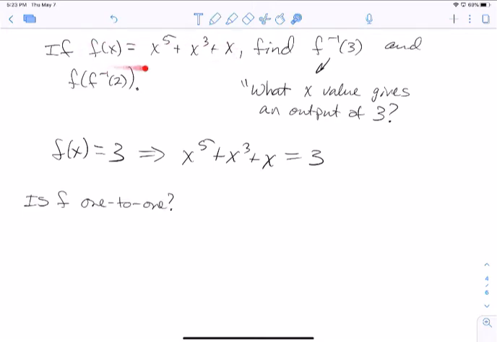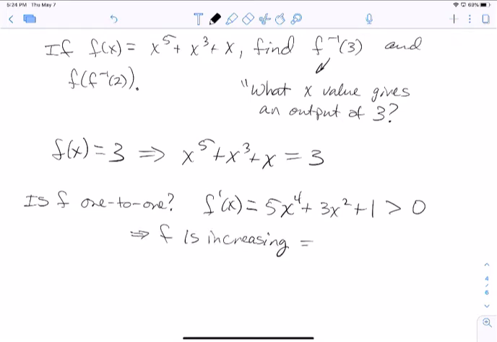We could try graphing it to see if it passes the horizontal line test, but I like to use calculus for stuff like this. This is calculus after all. Taking a derivative gives us that f prime of x is 5x to the fourth plus 3x squared plus 1. Now here we have a term 5x to the fourth, never negative, 3x squared, never negative, plus 1. And so the derivative is always greater than 0, which means that f is always increasing. Then we know it passes the horizontal line test, and f is 1 to 1.